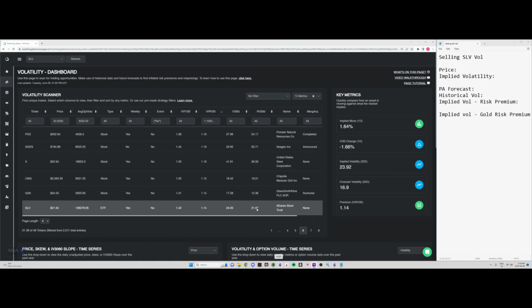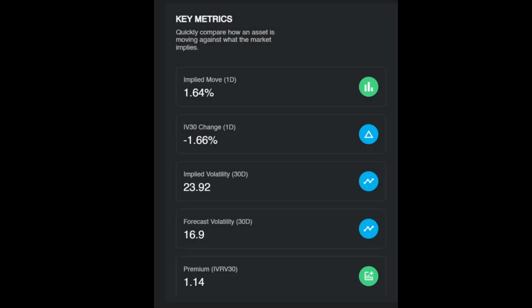Today we're going to be looking at SLV. This is the silver ETF. It's a $21 stock and it's got an implied and realized vol ratio of 1.14. So, first came across the stock on my daily scan. Let's take a look at the key metrics real quick.